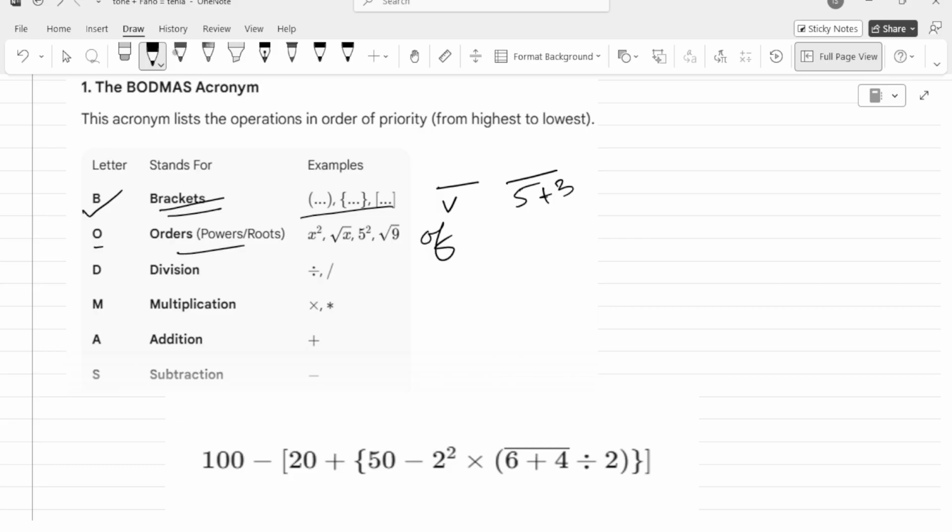off, sometimes we say of. Okay, that is the order: x square, under root x, 5 square, under root 9. Then D is division. You know the division sign and divide sign, like 5 by 2. Okay, then multiplication. Here is the multiplication sign, like 3 into 2. Addition we just add, and subtraction we just subtract.